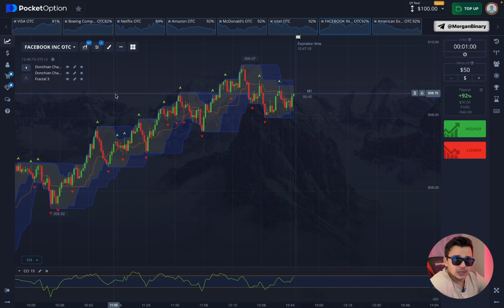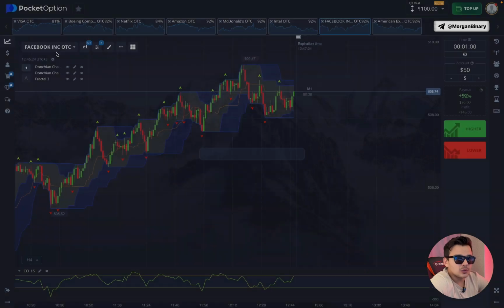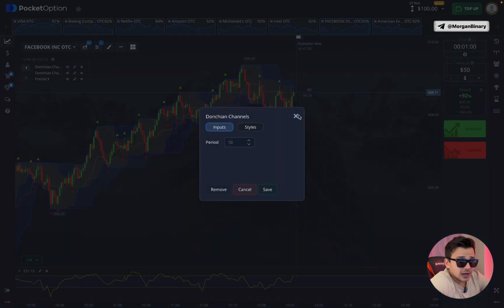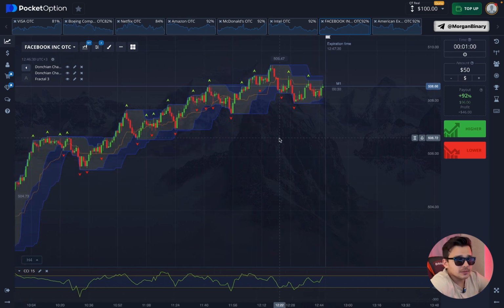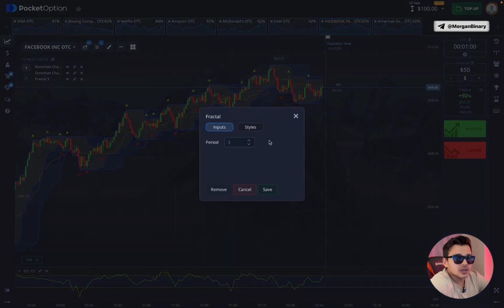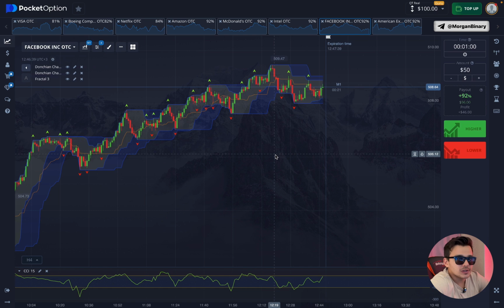The double Donchian channel with periods of 20 and 10. This will help identify extreme points, which I will use to open trades. Fractal indicators will assist in confirming the formation of these extremes. And I will also be using the SSI oscillator with a period of 15. Today we'll watch overbought and oversold zones and monitor for price exhaustion.